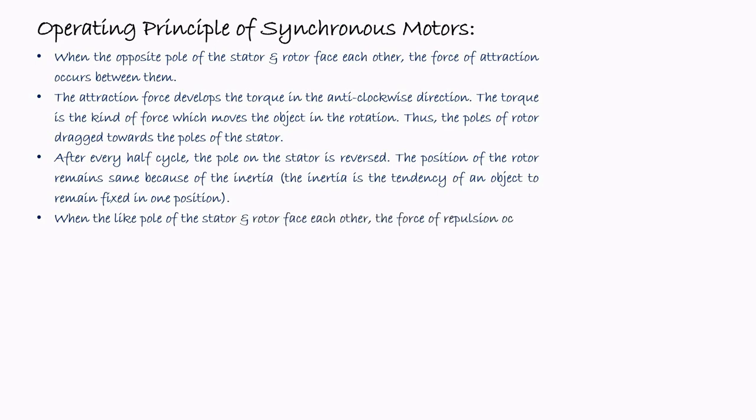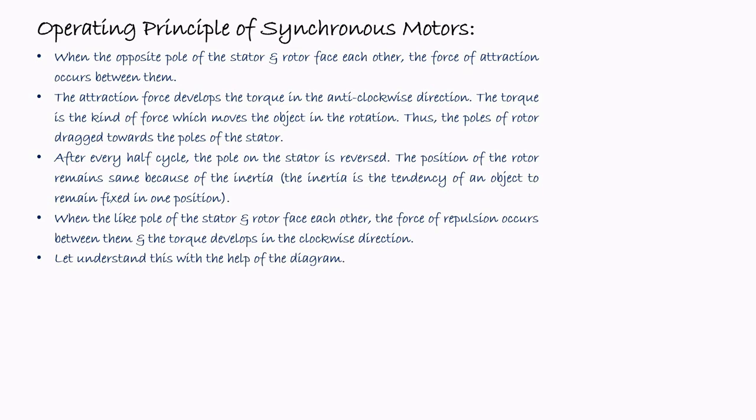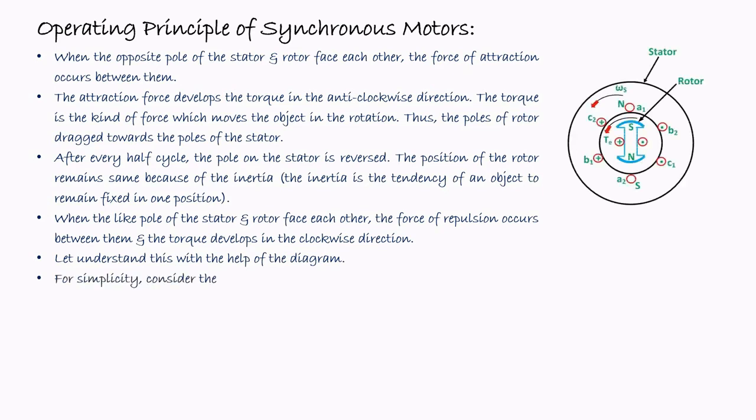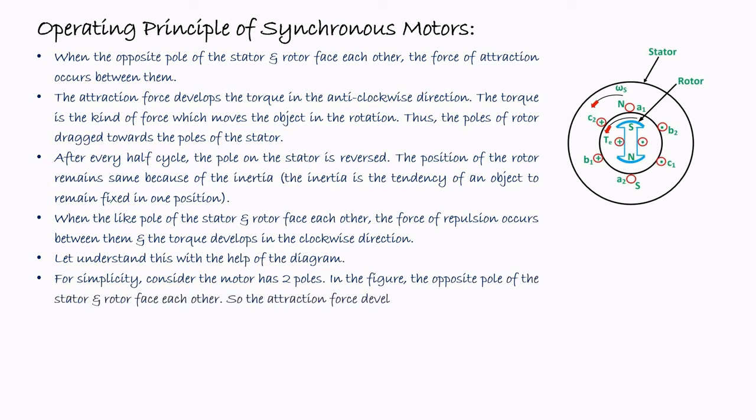When like poles of the stator and rotor face each other, a force of repulsion occurs between them, and the torque is developed in the clockwise direction. That means in the opposite direction compared to the torque produced in the earlier case. So let's understand this with the help of a diagram. For simplicity, consider the motor has two poles. In the figure, the opposite poles of the stator and rotor face each other, so an attraction force is developed between them.